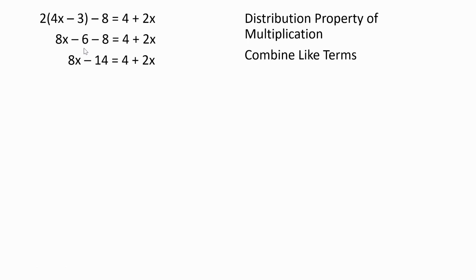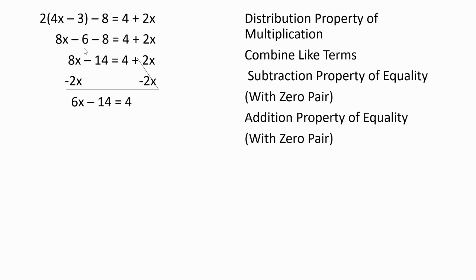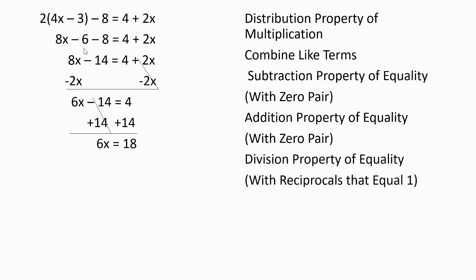So now I'm going to use the subtraction or addition property to get everything on the same side. So I'll use subtraction. I'm going to subtract 2x from both sides. My zero pair right there, and I get 6x minus 14 equals 4. I have a nice two-step equation. I'm going to add a 14 to both sides, get a zero pair. Then I'm going to divide both sides by 6 using the division property. Okay. X equals 3.